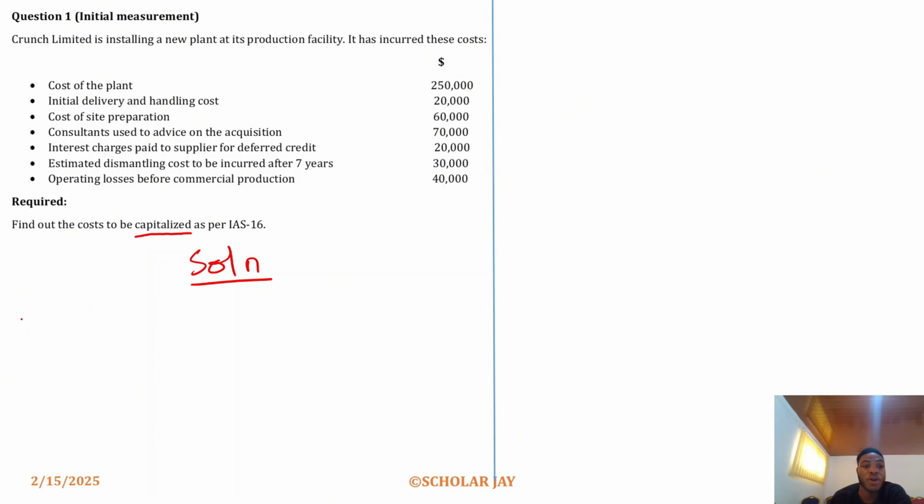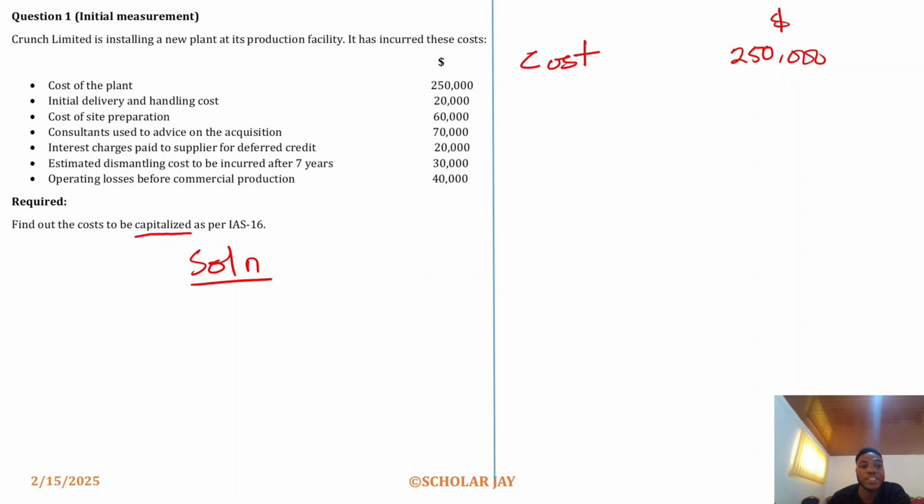So let's take the normal cost of the plant. When you take the cost of the plant, it is more like the purchase price, okay? So let's start from here. The cost is $250,000. And that's the purchase price because it's part of the components of the cost, okay?